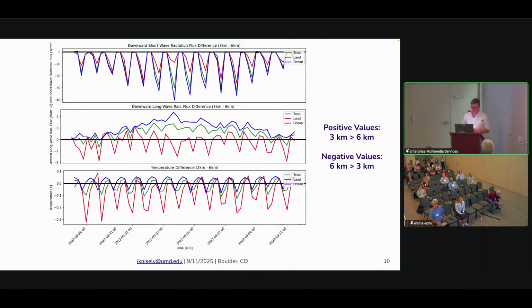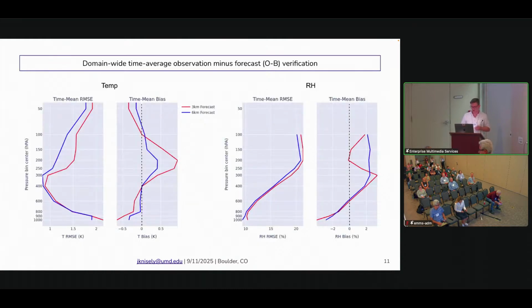And the next question is, okay, well, that's just the surface, that's just the temperature of the surface. How does that affect the whole atmospheric column? And so for that, we're going to take a look at a domain-wide and time average O-B verification of the forecast.